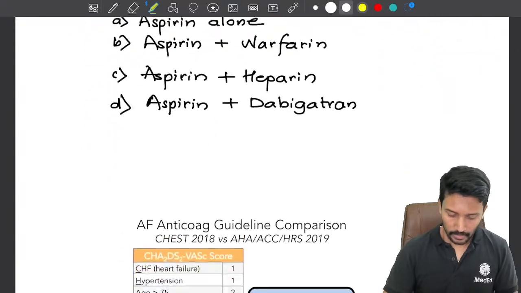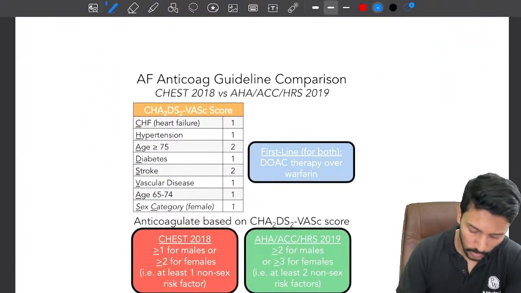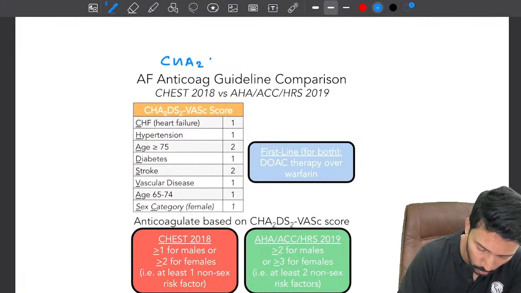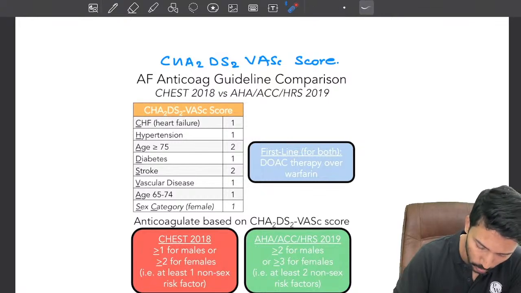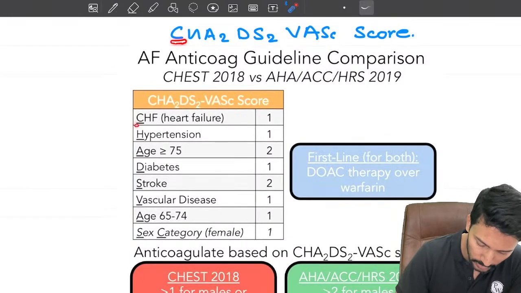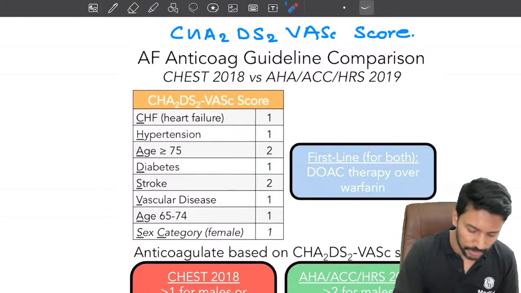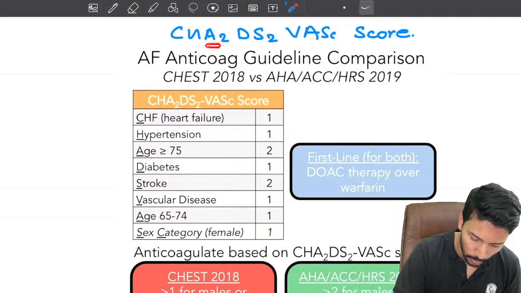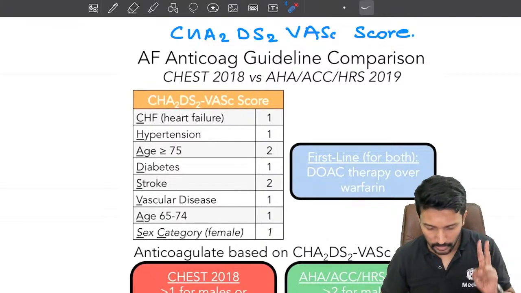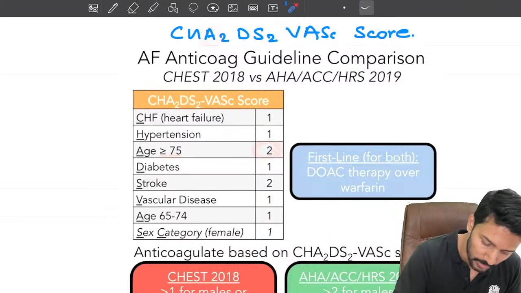Now with all of that, let us look at the CHA2DS2-VASc score, right? So what are the components of this score? C here stands for congestive heart failure, in simple words, heart failure. H here stands for hypertension. A here stands for age, and we are using the 2 here because if age is more than 75, we give 2 points.